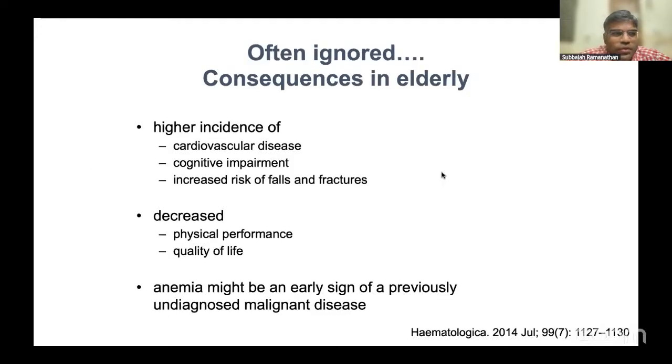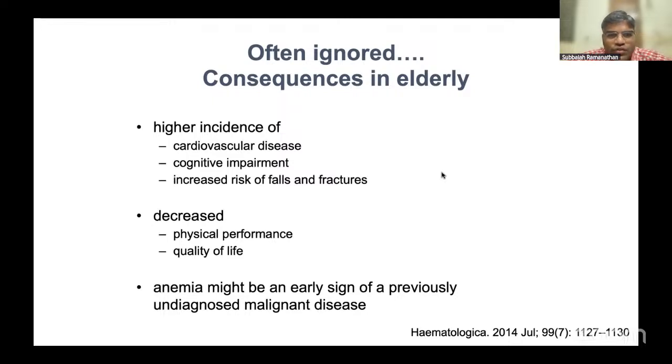The prevalence is very high in our country, and it is commonly seen in school-going children, the elderly, menstruating females, and a lot of other individuals. Often there are consequences in the pediatric age group. We all know well it retards growth and recurrent infections can happen. Often in adults, especially the elderly, we tend to ignore anemia. So it has a lot of problems.